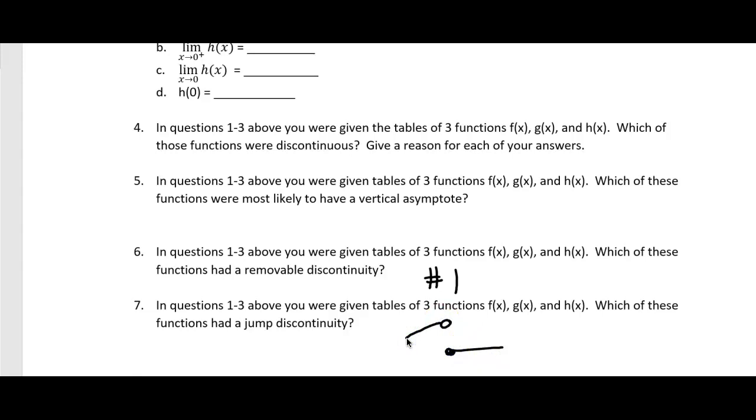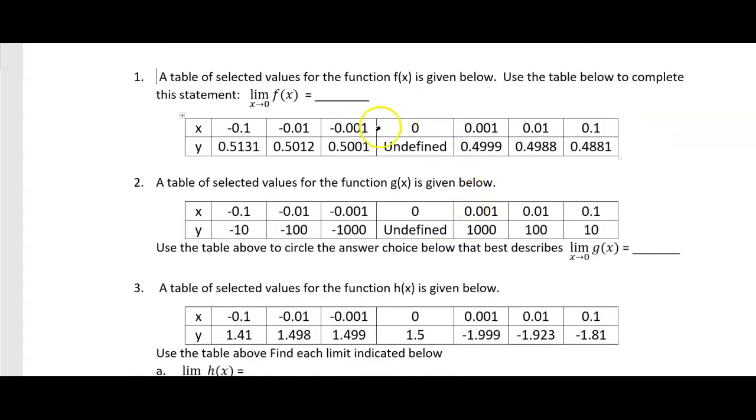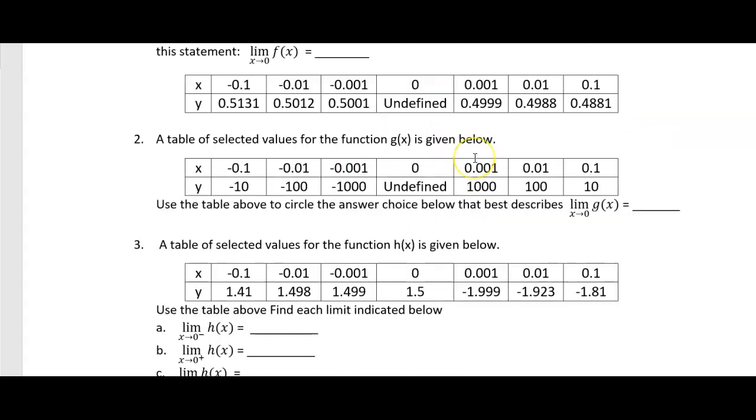Okay? Now, when that happens, you actually have a limit from the left, and you actually have a limit from the right. But the problem is those limits from the left and right are not the same. Now, for number 1, that's not a jump discontinuity because the limits from the left and right were the same. For number 2, this is not a jump discontinuity because even though the limits on the left and right were different, they didn't exist.